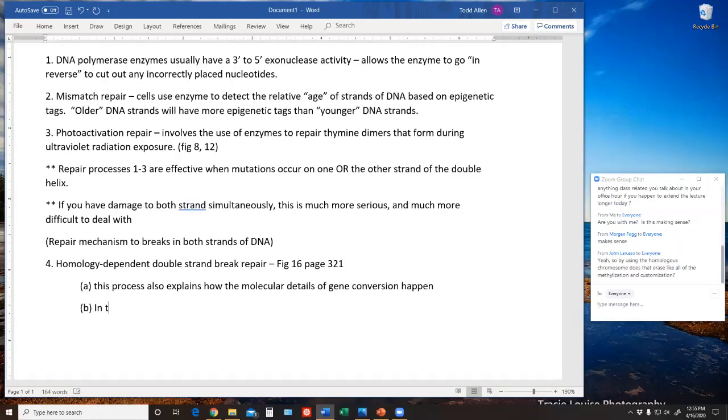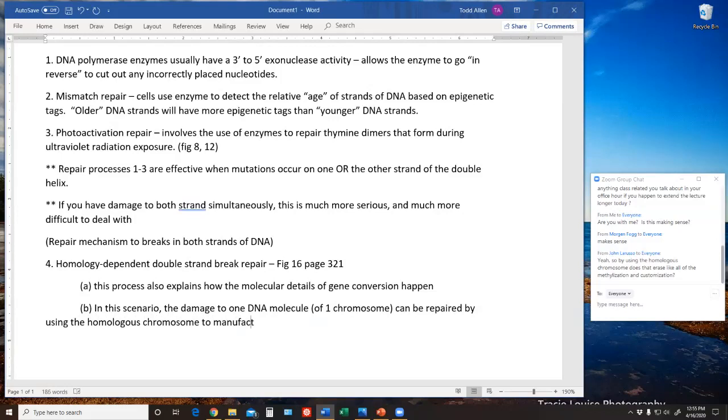Okay, so in this scenario, the damage to one DNA molecule of one chromosome can be repaired by using the homologous chromosome to manufacture a bridging molecule to seal the break in the damaged DNA of the damaged chromosome.